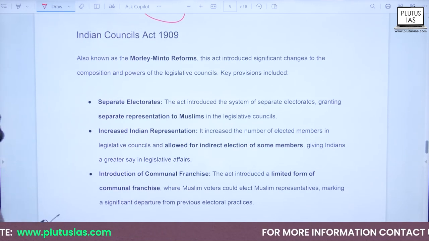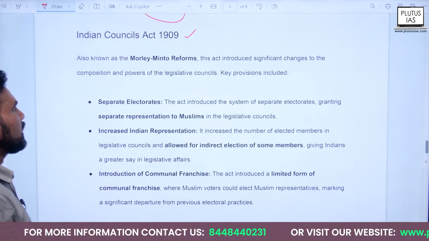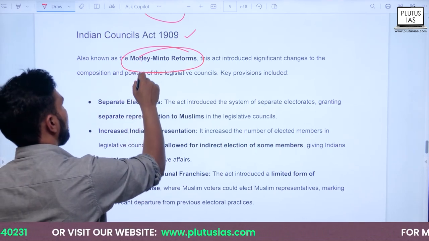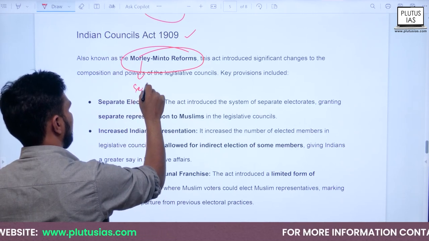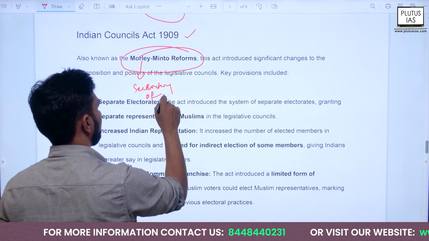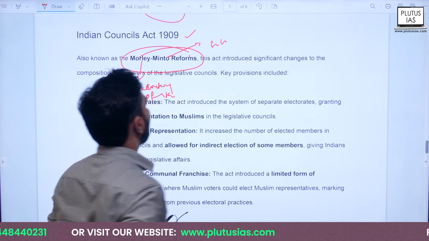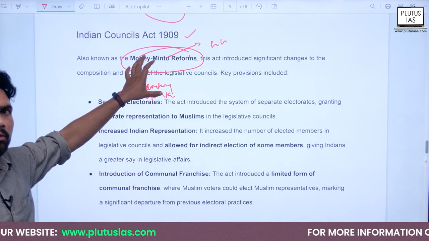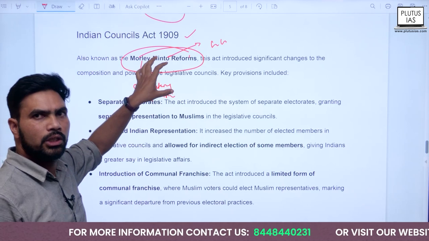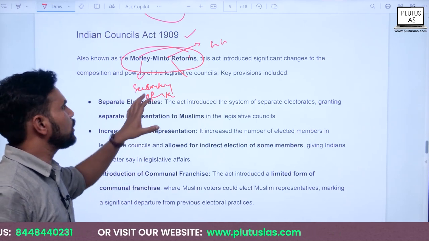Right. The next one is the Indian Councils Act of 1909. It is more popularly known as the Morley-Minto reforms. John Morley was the Secretary of State. Lord Minto was Governor General of India. This act was brought with the recommendations and support of these two people, so it is more popular with the names of these two people.